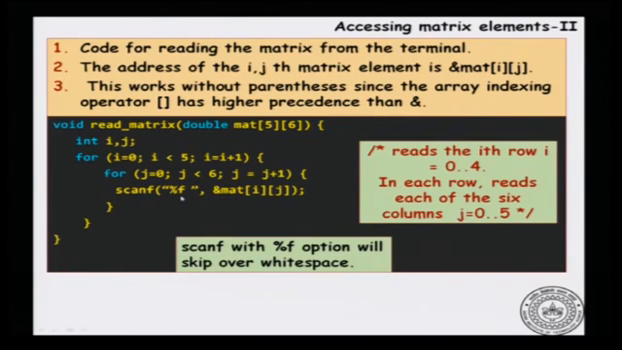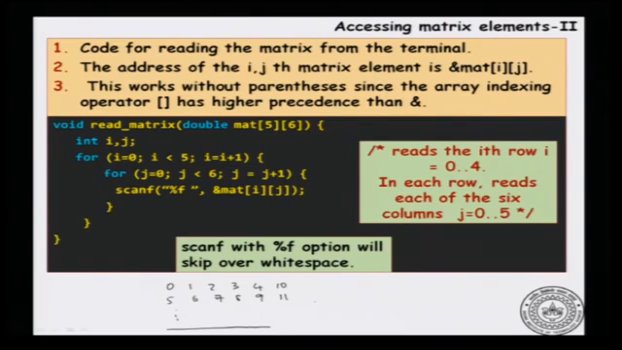Now, the way scanf works, scanf with the %f option will skip over any white space. So, in effect what it means is that if I had to enter a matrix of size 5 by 6, I can enter it in multiple ways. I can enter it in the most natural way, which is 0, 1, 2, 3, 4, 5, 6, 7, 8, 9 and so on. So, 5 rows. Each row is entered in a line, and each line has 6 entries. Let us call this maybe 10 and 11. So, each row has 6 entries and there are 5 rows.